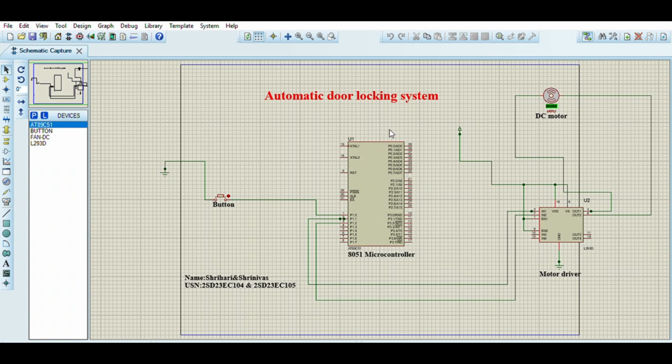Myself Shriyari, my friend Srinivas, we have done the automatic door locking system using the 8051 microcontroller. The software used here are Proteus and Keil software. The components used are button, AT89C51 microcontroller, motor driver, DC motor. Now I will simulate this.